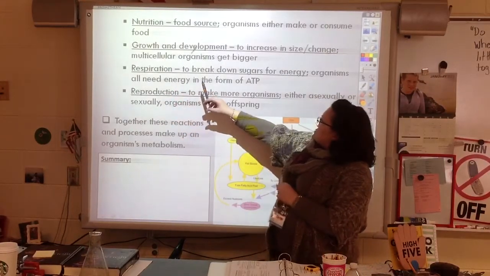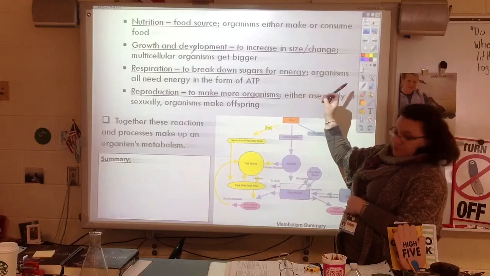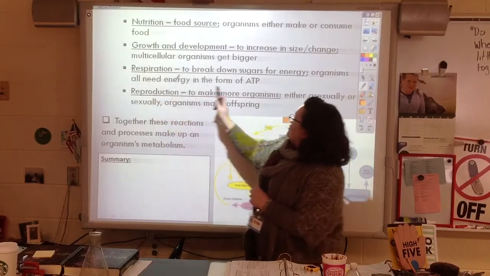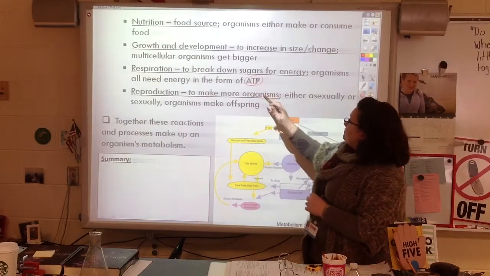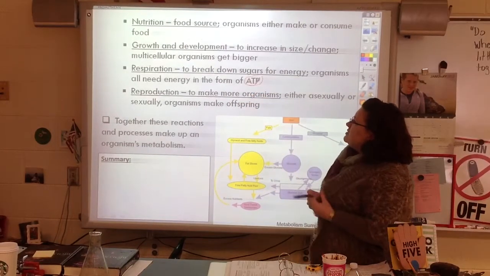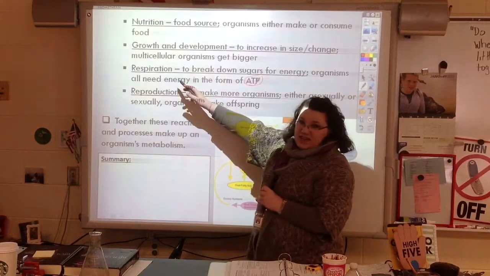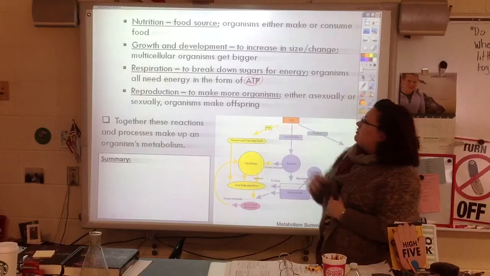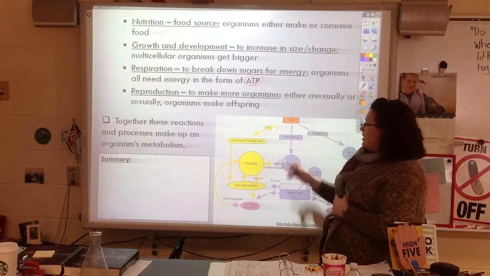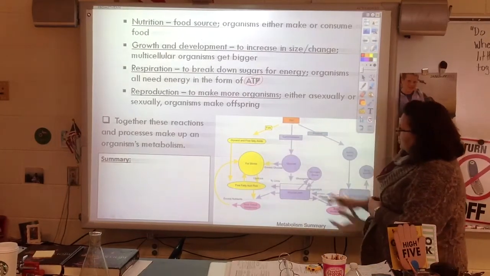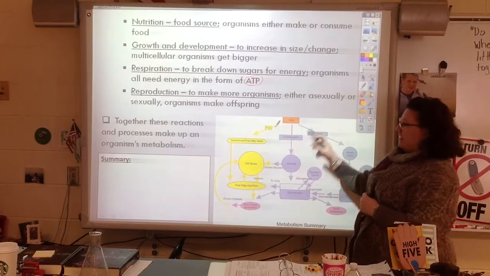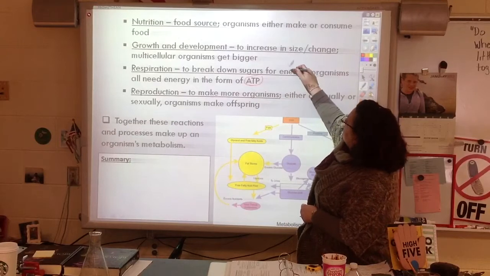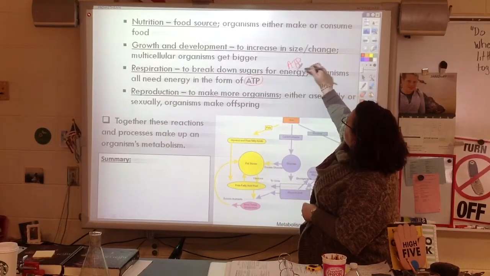Respiration, to break down sugars for energy. Organisms all need energy in the form of ATP. When we respire, we're taking the macromolecules and breaking them down into sugars that our body can use. And that's what this chart is showing you, how we broke it down and where it's going. And that energy is in the form of ATP.